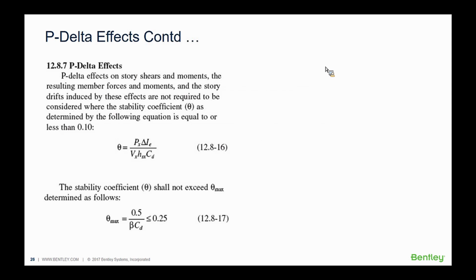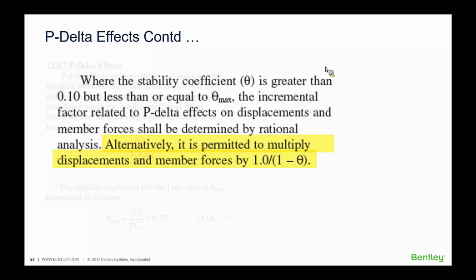It says that P delta effects can be neglected when the stability coefficient using the equation 12.8-16 is less than 0.1. It also provides an upper limit for this stability coefficient as outlined in section 12.8-17. So if theta exceeds theta max, then the structure is potentially unstable and it has to be redesigned.